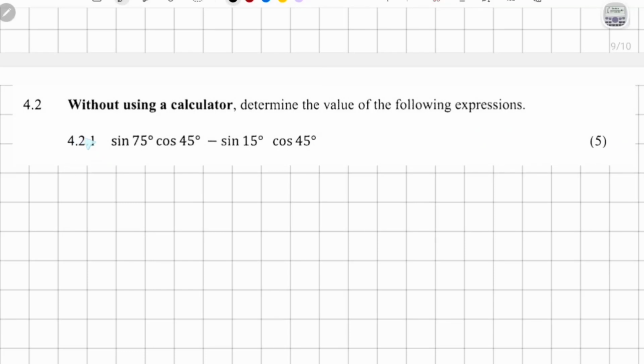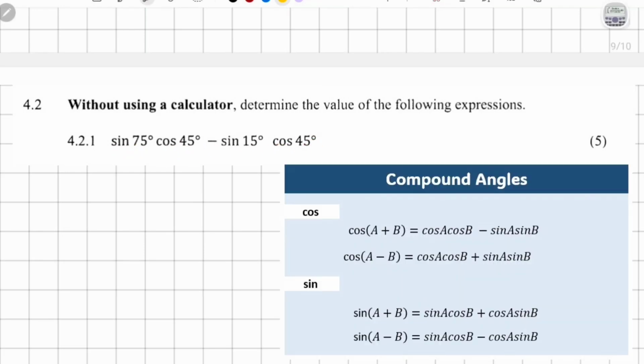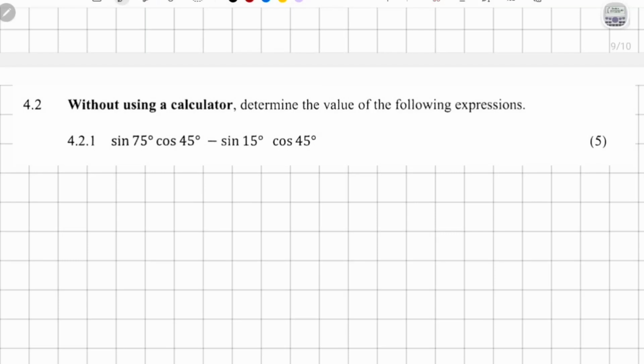So the first question, 4.2.1, says we have sine 75 degrees cos 45 minus sine 15 degrees and cos 45. Well, one thing about this, the structure we can see, it's probably a compound angle formula that we have to use here. Okay, so looking at this, how can we change this so that it can fit one of the compound angle formulas? Well, first of all, how about we change this, right?